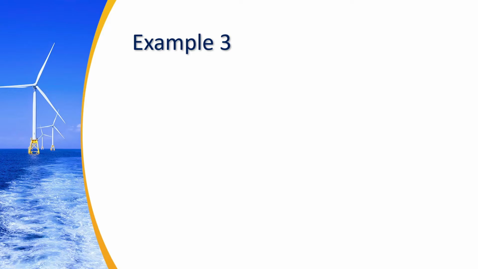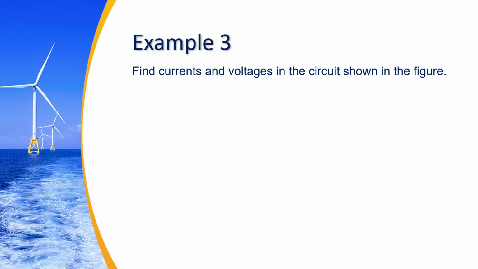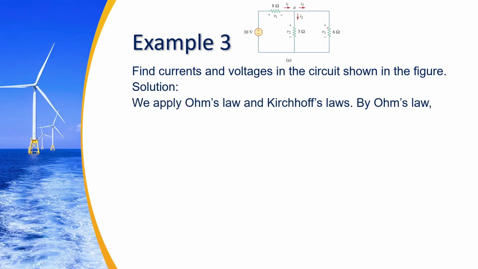So next, for example number 3. Find currents and voltages in the circuit shown in this figure. We are looking for all the currents supplied, I1, I2, I3, and also the voltages across all our resistors. For the solution, we apply Ohm's law and Kirchhoff's laws, a combination of the two.